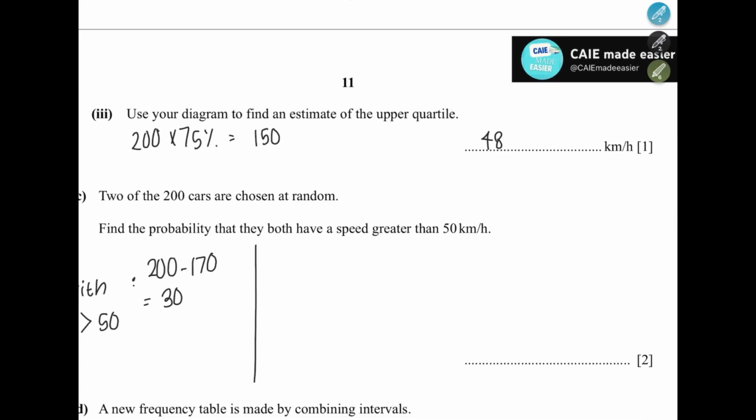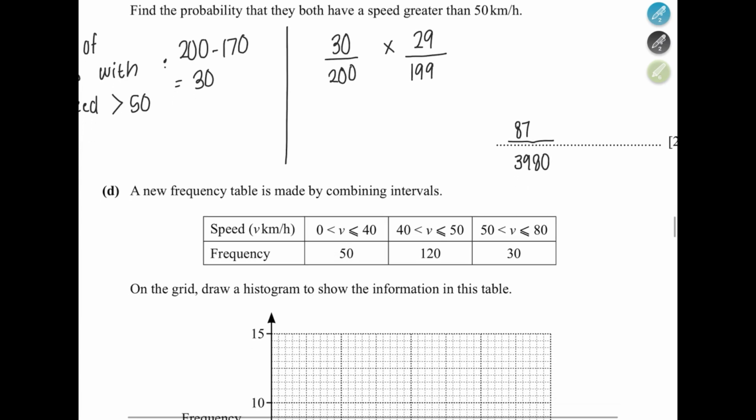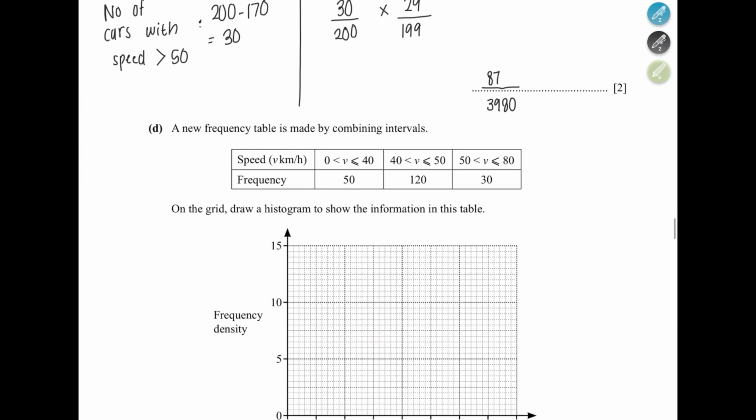Now we have to find the probability. So the probability of first choosing a car with speed more than 50 is going to be 30 divided by 200. Then you choose again. So you have to multiply. Multiply means and. Now the car is chosen. So it's going to be 29. Now we have one less car that has this probability, 29. The total number of cars has reduced as well. So it's going to be 199. If you work this out, this is going to be 87 divided by 3,980.